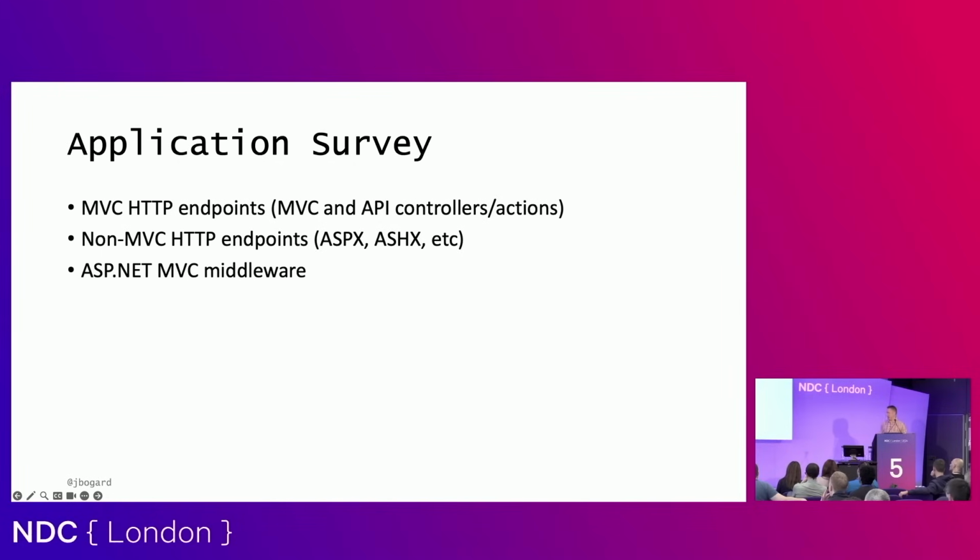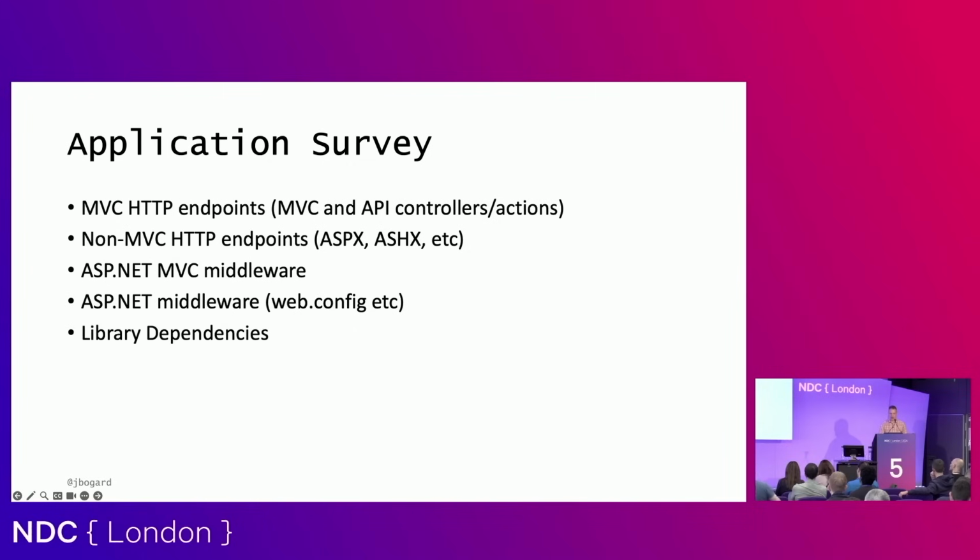We're also looking at any kind of middleware that we have going on in the application. So what are the kind of extension points the developers have put into the MVC application over time? Also looking at any regular ASP.NET middleware, so all the web config junk. And then library dependencies, component dependencies. So what are all the things that are outside of the Microsoft set of standard tools this application is using to be able to run its system?